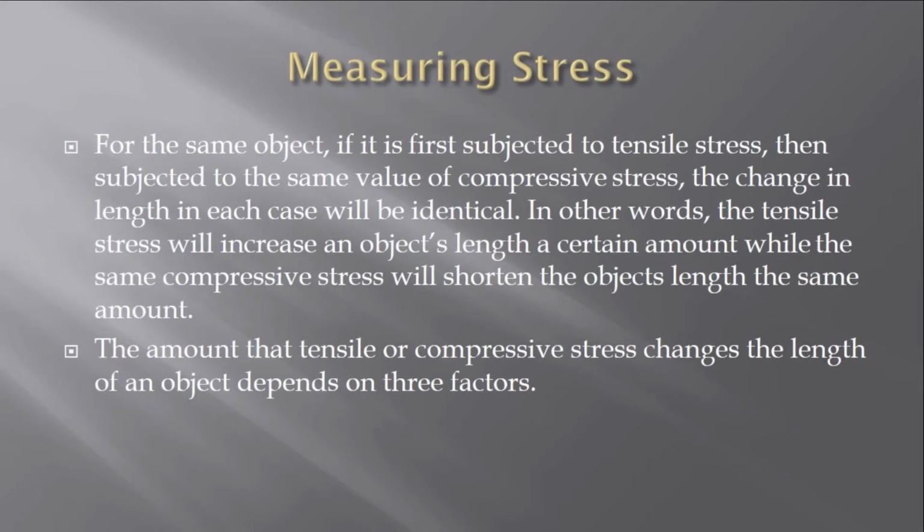For the same object, if it is first subjected to tensile stress, then subjected to the same value of compressive stress, the change in length in each case will be identical. In other words, the tensile stress will increase an object's length a certain amount, while the same compressive stress will shorten the object's length the same amount. The amount that tensile or compressive stress changes the length of an object depends on three factors.